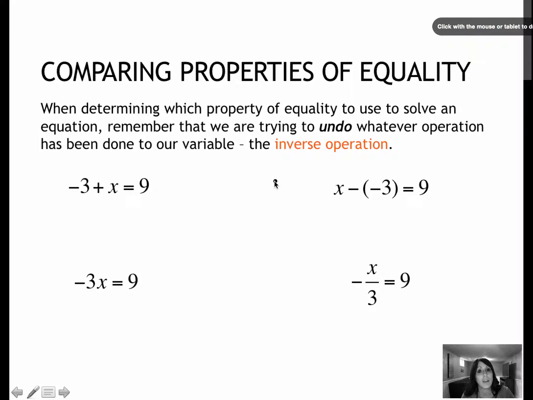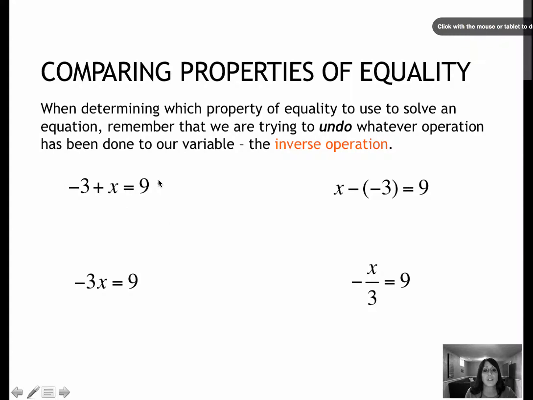Remember, that's our goal every time: we're trying to get x by itself by undoing whatever has been done to it. So the big trick really is to find out what actually has been done to our variable of x. So notice I have four very similar looking equations here. All of them involve negative 3 and x and 9, and I'm using all of the different operations.